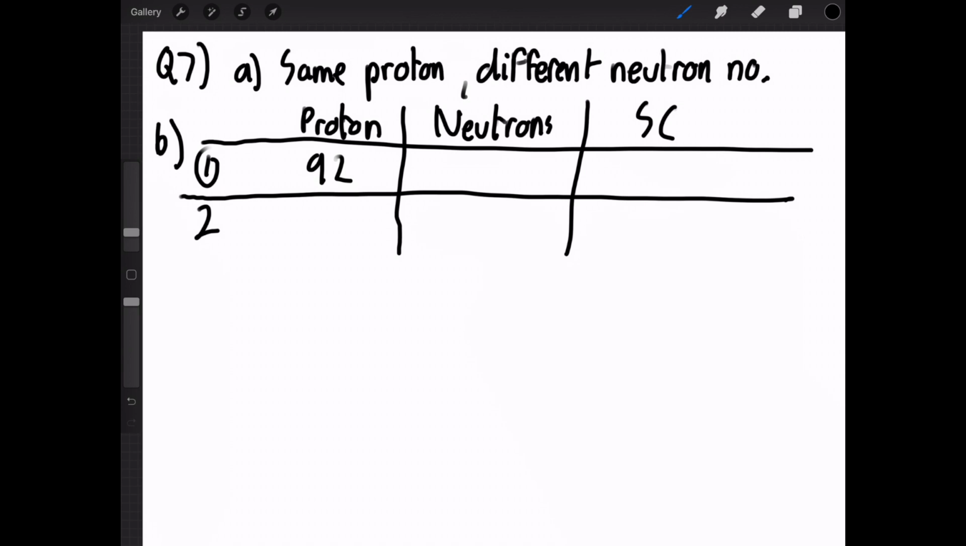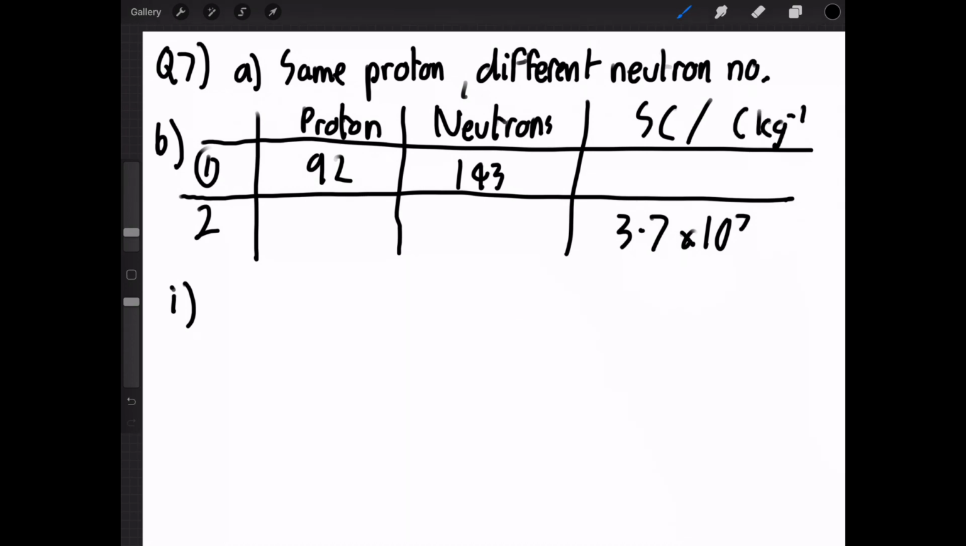We've got 92 for this first isotope. It's of uranium, so 92 says that in the question, I think. 143 neutrons, and then down here we've got a value for specific charge, 3.7 times 10 raised to the power 7. No units though, but I think that's the first question. Yes, it is. Writing the unit for the specific charge in the heading of the last column of the table. That should be always measured in coulombs per kilogram. Charge to mass ratio.